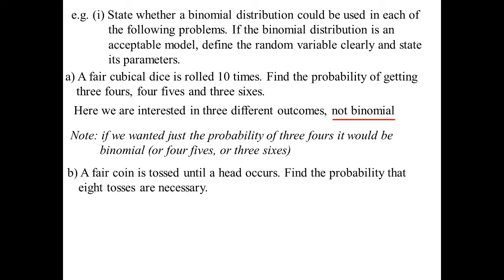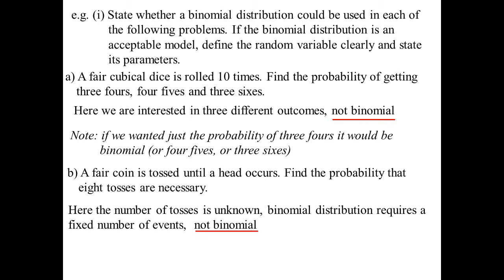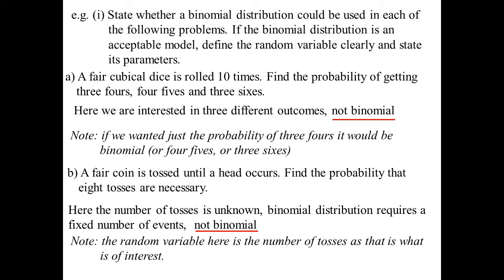So part B, a fair coin is tossed until a head occurs. Find the probability that 8 tosses are necessary. No good. Because we don't know how many trials. Remember, we defined the binomial distribution. There were 2 things we were interested in. How many times are we going to repeat the experiment? And what the probability of success is. In this case, we don't know how. I mean, theoretically, you could toss the coin an infinite number of times before 8 tosses come up. So that is not binomial. The random variable is the number of tosses. That's what we're interested in. We don't know what the number of tosses is.